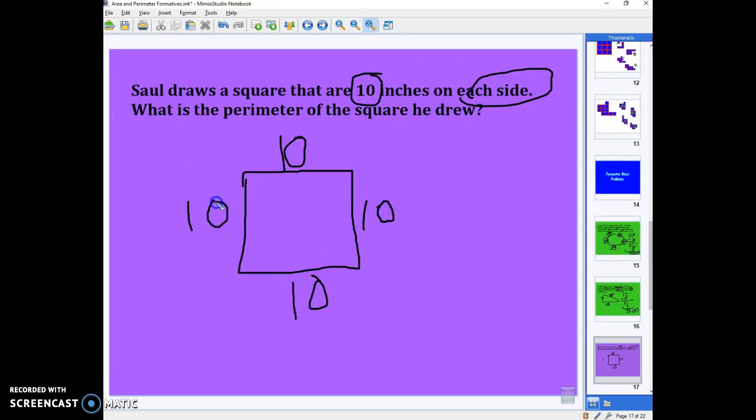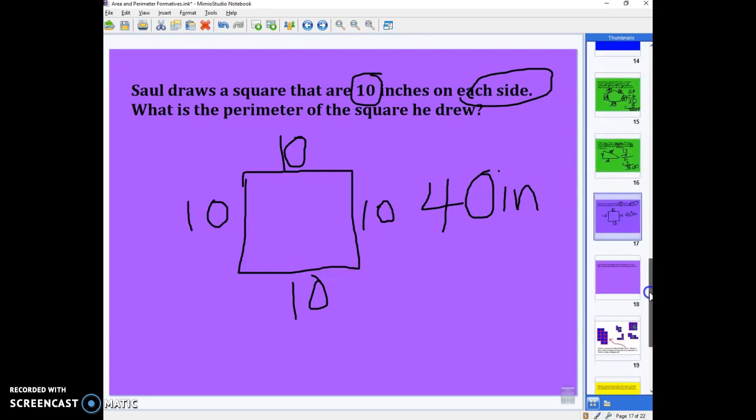You don't even have to, well, you can draw it because you know how to draw a square. And then you've got 10 plus 10 plus 10. And that would just be 10, 20, 30, 40. Count by tens. That would be the same as adding it. So 40 inches is the perimeter of what he drew.